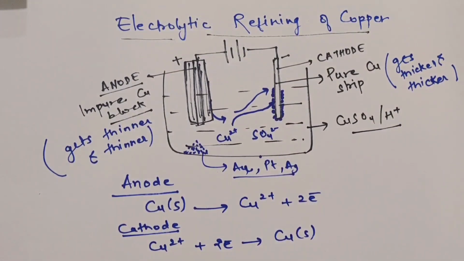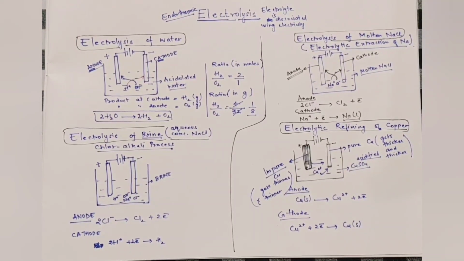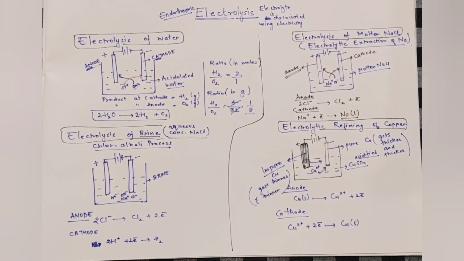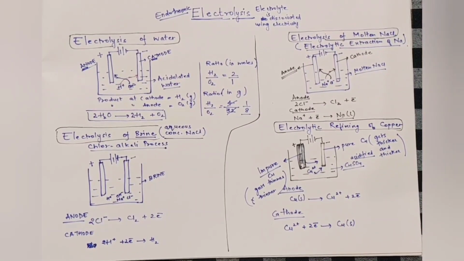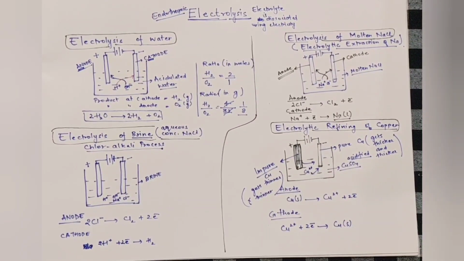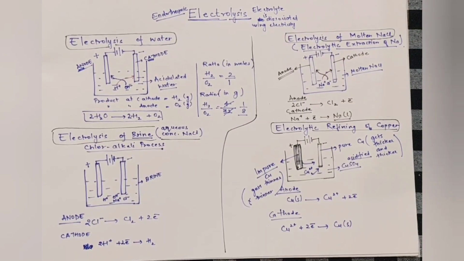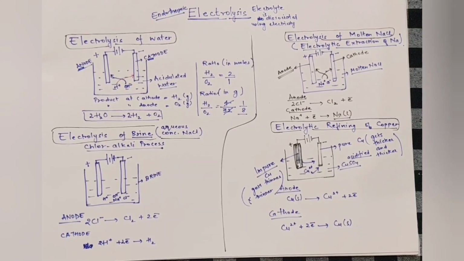Okay. So here are the 4 electrolysis that we discussed: electrolysis of water, molten NaCl, electrolysis of brine, and electrolytic refining of copper. I hope now you have a clearer picture of what happens in these electrolyses, the products, their reactions, their setups, their diagrams, and questions based on them would now be a little more easier to remember and answer. So I hope this helped.